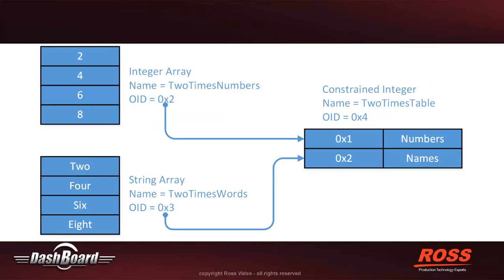So let's start by introducing what a data table actually is. In Dashboard, it's implemented as a constrained integer, shown by this table on the right, where the constraints are a pair of the object IDs of the entities which you want to include in the table and a label for each of these entities. So here, what we're going to show in the video that follows, I'm going to make a table called 2xTable, and I'm going to make the columns in that table, one of them will be an integer array of numbers, and the other one will be a string array of words.